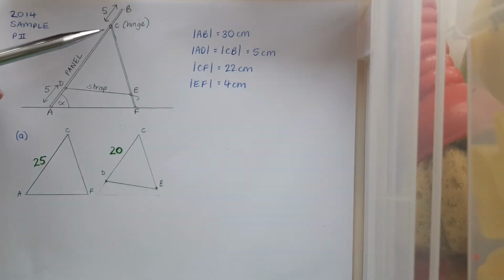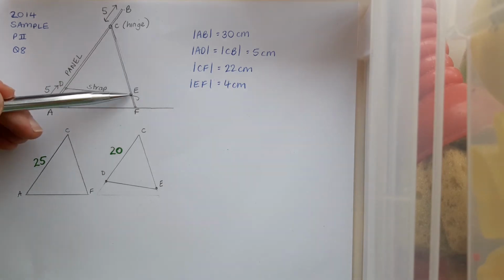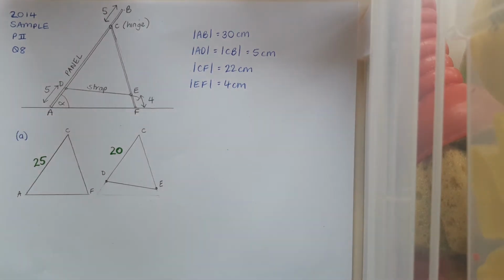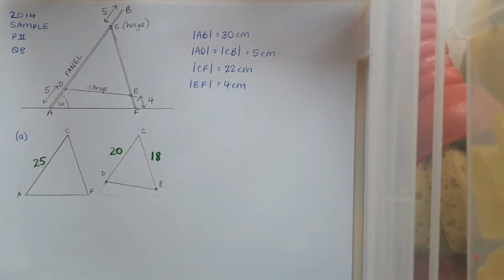Again, going back to the original, I'm told that CF has a length of 22 centimeters, but I'm also told that EF here is 4. So subtracting that from the 22, that means the distance from C to E must be 18. And of course, the full distance CF, as I said, was 22, so that can go straight into this triangle. I don't know any information about AF or DE currently, so I can't fill anything in for those just yet. And this 60 was given to me in the diagram.